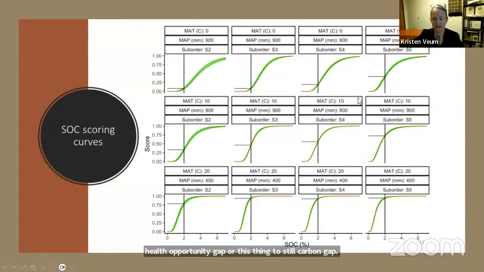So to give you an example of what these curves look like, as you move from left to right within a single row, the suborder changes. So you can see how changing the suborder affects these scoring curves. And then as we look from top to bottom within a column, the climate conditions change. So you can see the effect of changing climate on the scoring curves. The other thing to note about the scoring curves is that that green band is the uncertainty band. And typically, the wider that green band is, the fewer observations we've had in that particular soil peer group.